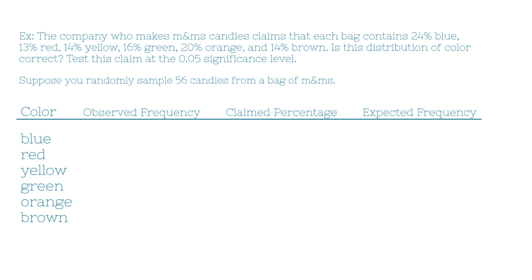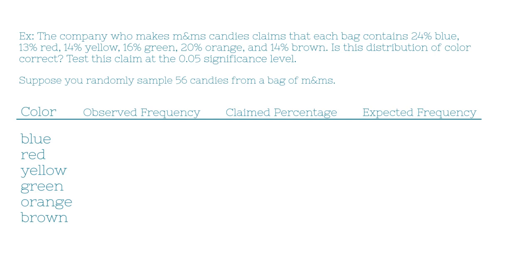Let's go ahead and do a hypothesis test, a goodness of fit test, to illustrate this process. The company who makes M&M's candies claims that each bag contains 24% blue, 13% red, 14% yellow, 16% green, 20% orange, and 14% brown M&Ms. Is this distribution of color correct? Let's test this claim at the 0.05 significance level.